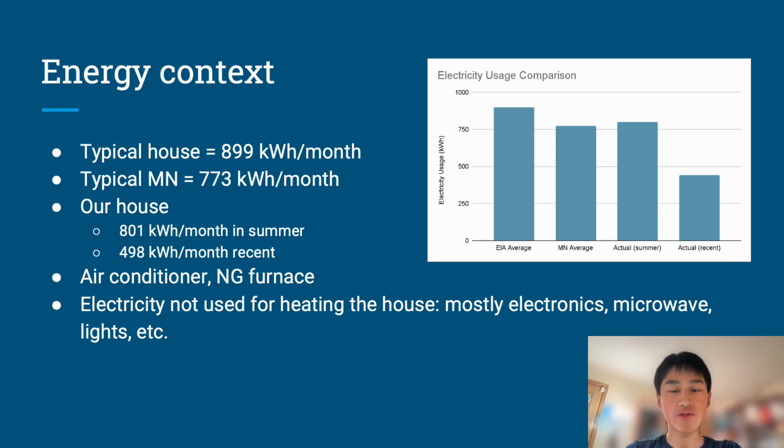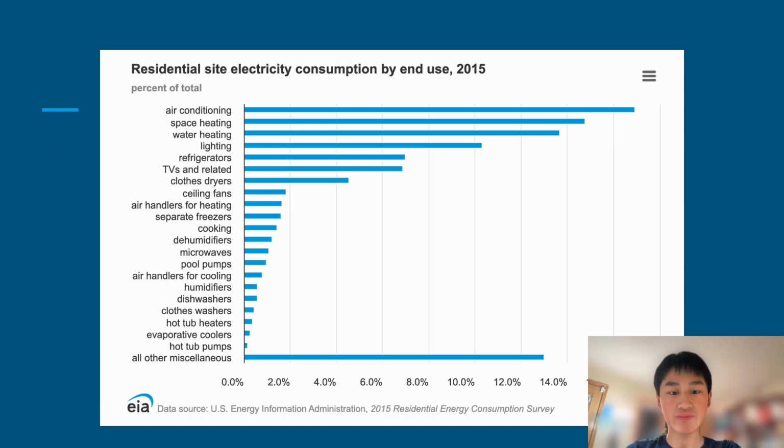We use air conditioning for cooling in the summer, and we have a natural gas furnace in the winter. And so we don't use electricity to heat the house. It's just mostly electronics and microwave, lights, etc., for the electricity usage.